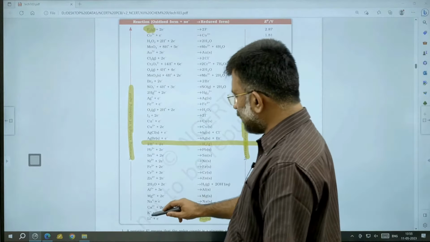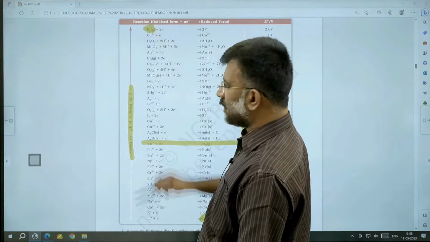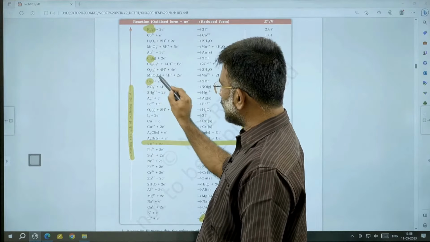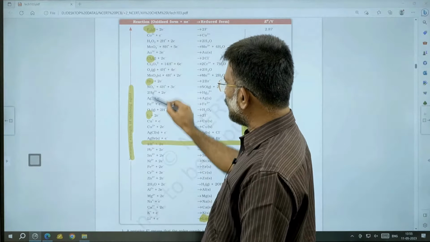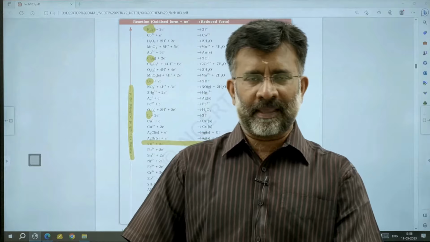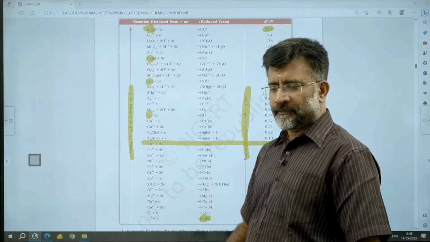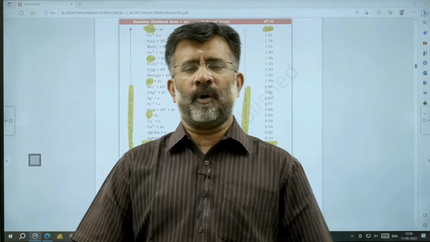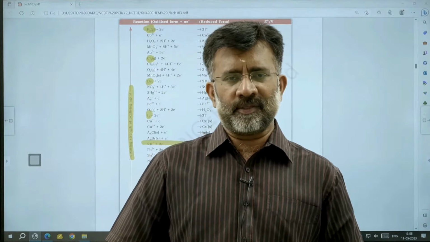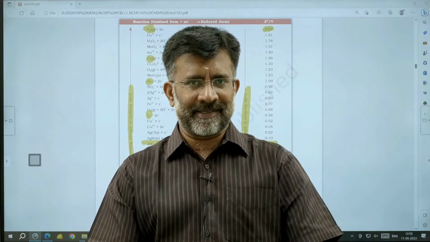As you move from bottom to top, the oxidizing power increases. Fluorine is most powerful, then cobalt, H2O2, like that. Chlorine is second, bromine third, iodine last. That is the way the halogens come in their oxidizing power. Fluorine is the most powerful oxidizing agent because it has a high reduction potential. F2 has a high tendency to undergo reduction. That means it undergoes easy reduction, so it is a very good oxidizing agent.